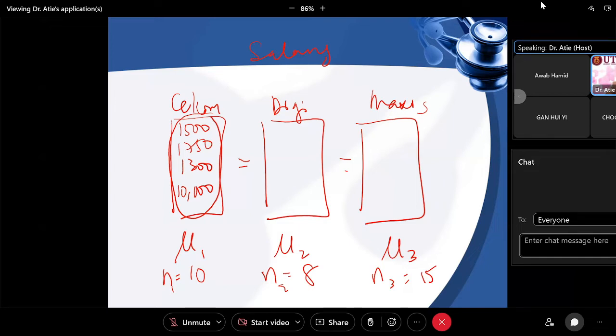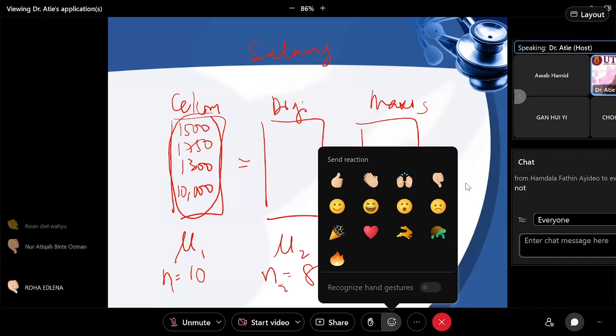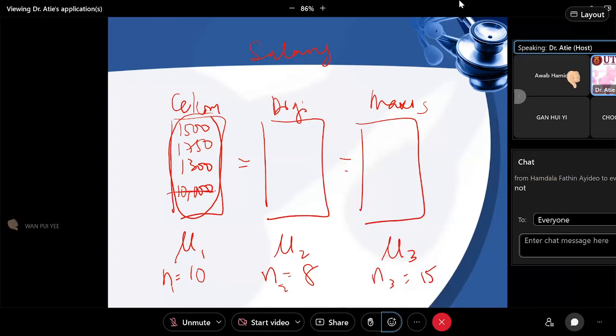Do you think that it is fair for this person to be here in this Celcom group? Is it fair or not? No. Okay? Because this person's salary is too high. Therefore, we don't want this person in our analysis, right? So we need to take her or him out from our study. We need to maintain those people who have almost equal salary. That is what we call variance within the group.